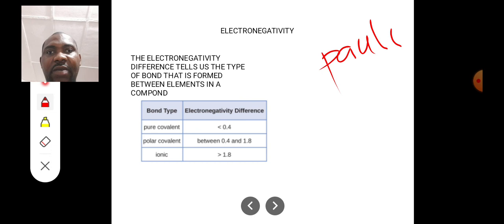Now, in this table here, we have bond type and electronegativity difference. If the electronegativity difference is less than 0.4, it means that bond is a pure covalent bond. If it is between 0.4 and 1.8, it is polar covalent. If it is greater than 1.8, it is ionic. Now, let me also state that in different sites and textbooks, you're going to be seeing different representations or different numbers, but basically this is it here.